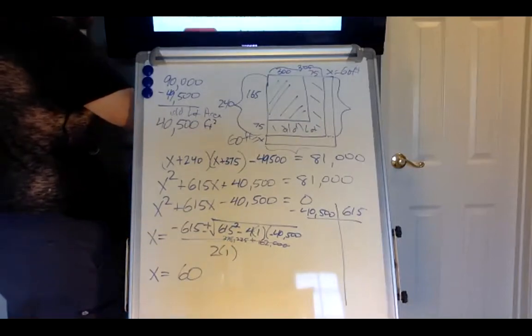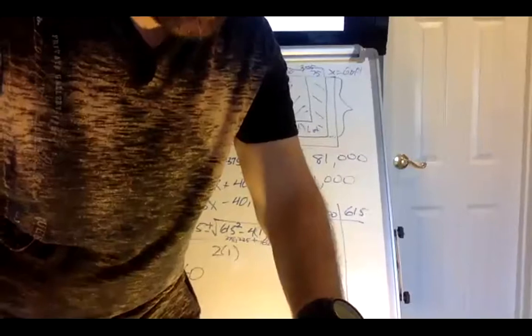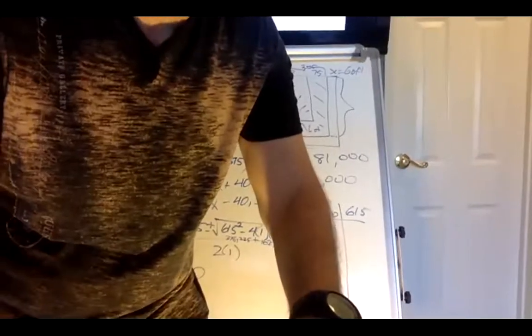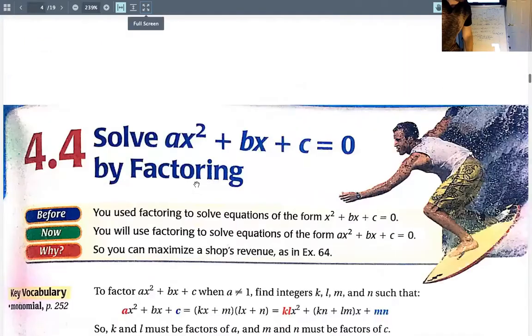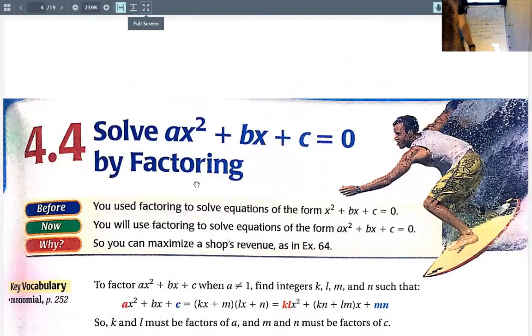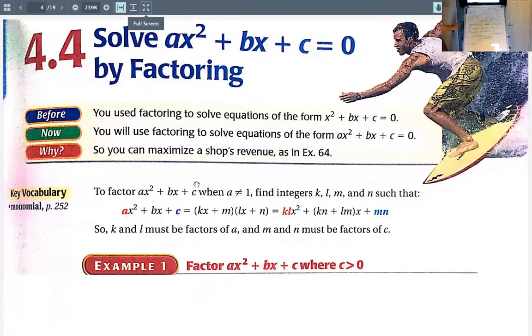Solve ax squared. Let me go back to share screen. So now we're going to be doing this with a coefficient for a. I don't know how Mr. Canals taught that to you, but look, 4.4 is about when the a is something other than 1. A lot of students are going to need review on that. You forget how you're supposed to factor that. Now, you just do AC, wouldn't you?